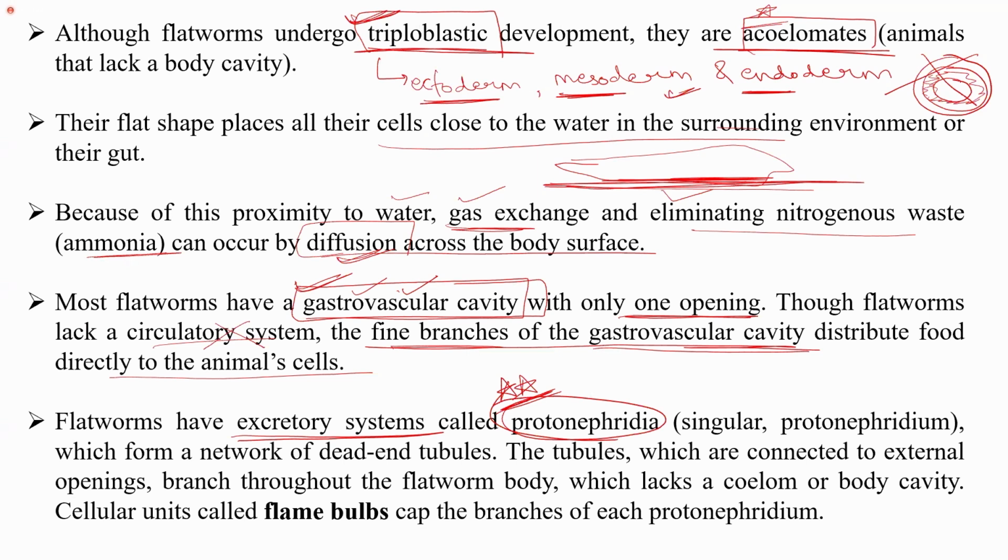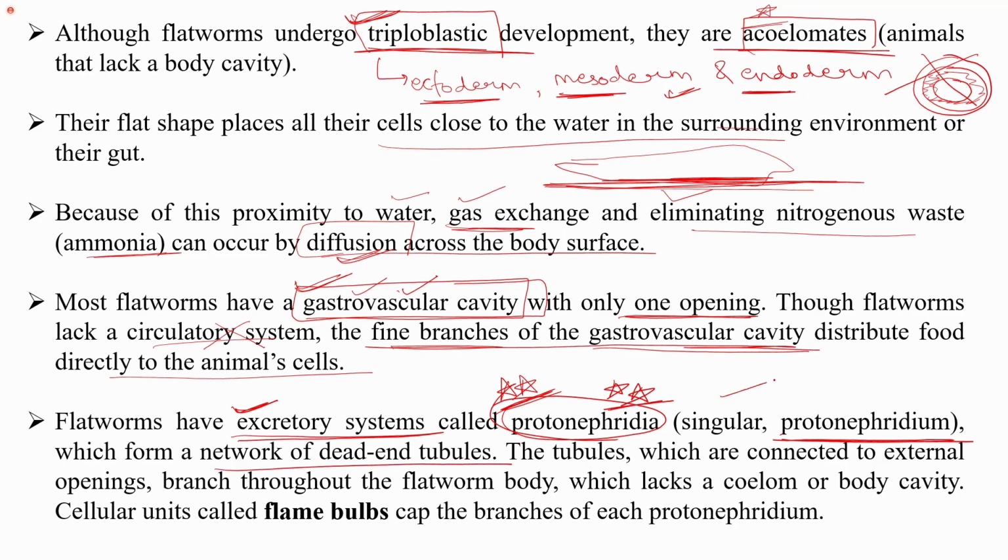So these are the specialties of some phylum. If we talk about the phylum Platyhelminthes, they have protonephridia, the singular of which is protonephridium. Fine. So they have protonephridia. This is really important. This may be asked. So platyhelminthes have an excretory system called the protonephridia, which forms a network of dead end tubules.